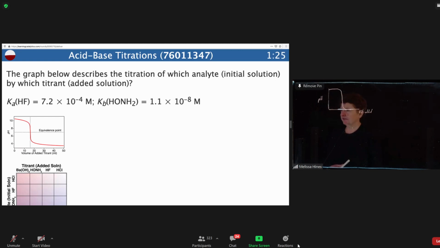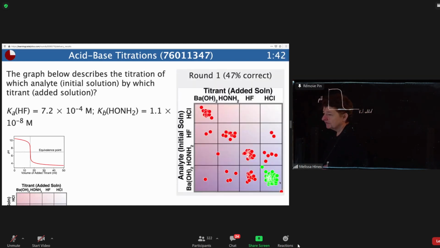Okay, let's get those final answers in. So 50% of you got it correct and said it was barium hydroxide being titrated by HCl. So let's see how you could have figured that one out.